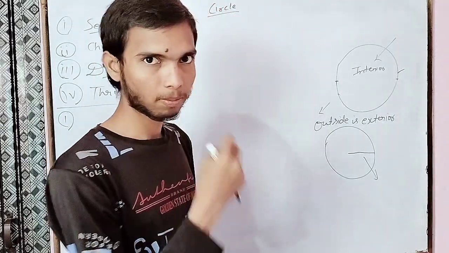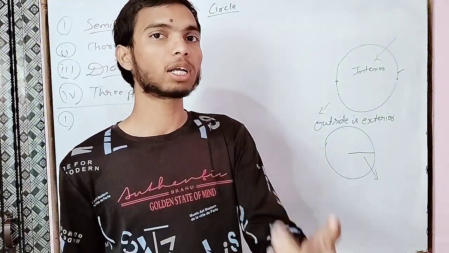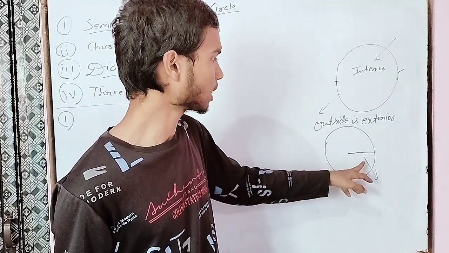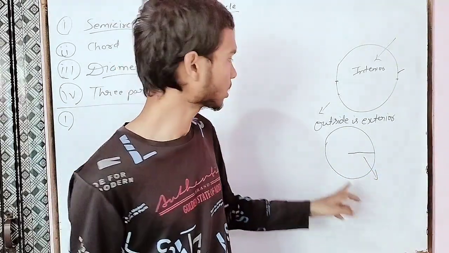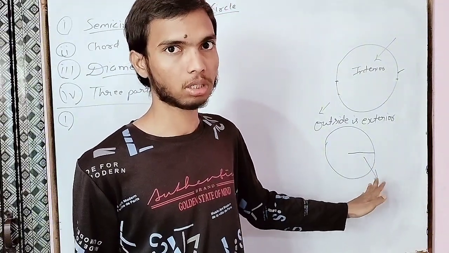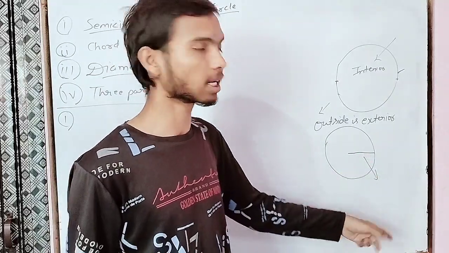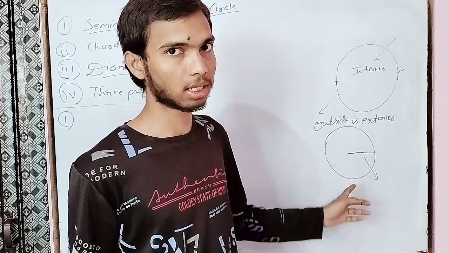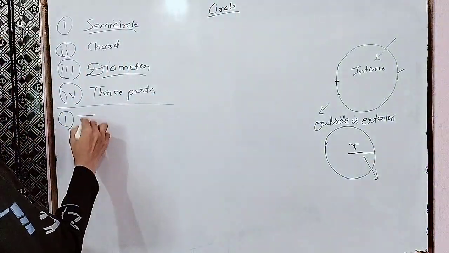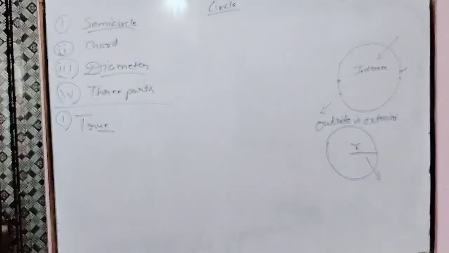So the statement is saying that a line segment which starts from the center and ends on the circle, at any point on the circle, is the radius. So you have to tell, is this correct or not? Yes, of course. This line is known as radius. Okay.